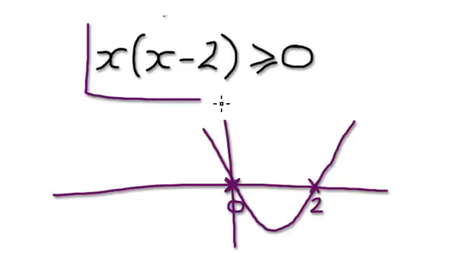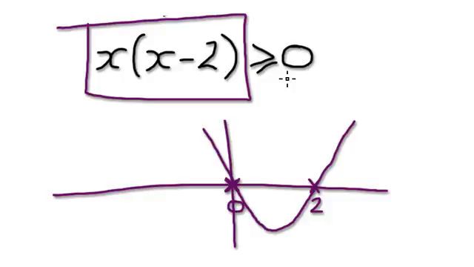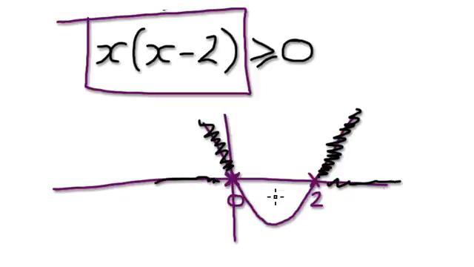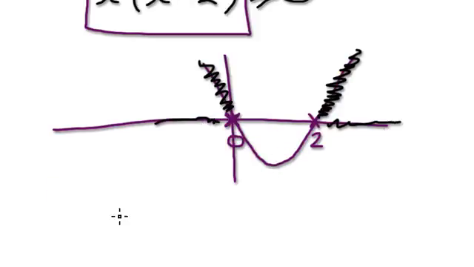we want this whole thing here to be equal to or bigger than 0. So equal to or bigger than 0. So you see, everything here is good. So everything on the outside here is good. Everything on the inside is bad. So now jump to your number line.